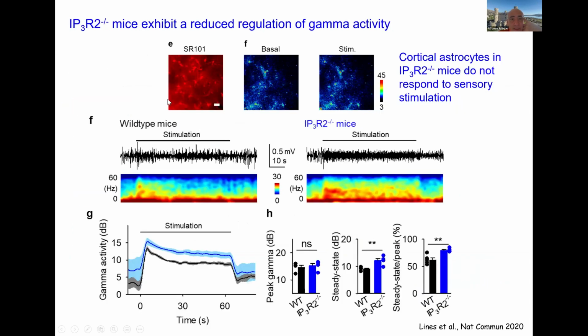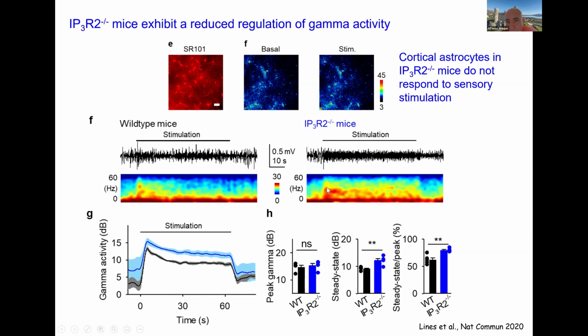To test that hypothesis, we use the IP3 receptor 2 knockout mice, in which the calcium signal in the astrocytes is largely prevented. So there is no significant calcium elevation in the astrocytes in these mice. And we compare the effect of this continuous sensory stimulation and the sensory adaptation in these mice compared to wild type. So we observe here in the wild type mice this increase in the gamma activity, and then the decrease, as we have seen, the sensory adaptation.